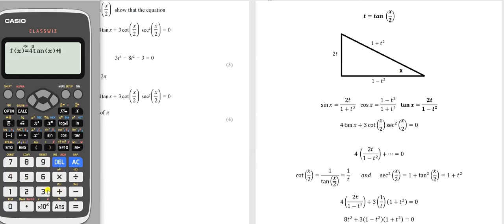4 tan x plus 3 over tan x multiplied by, and then for sec squared we'll have 1 over, and we'll need to open brackets and do cos of x, close brackets, squared, close brackets. If in doubt, use more brackets, but make sure you know exactly where your brackets start and finish. And then g of x we don't need, or in this case we can put a 0. If you had some complicated equation with stuff on both sides, you could put the right hand side in here.